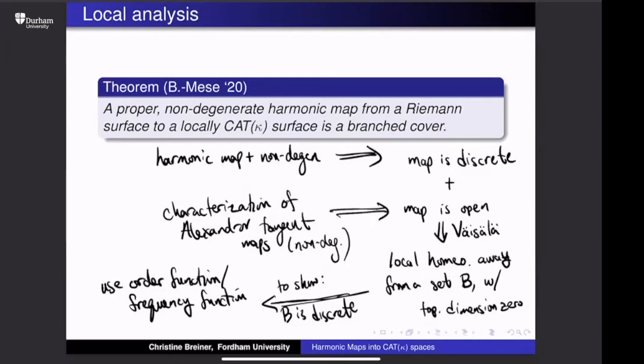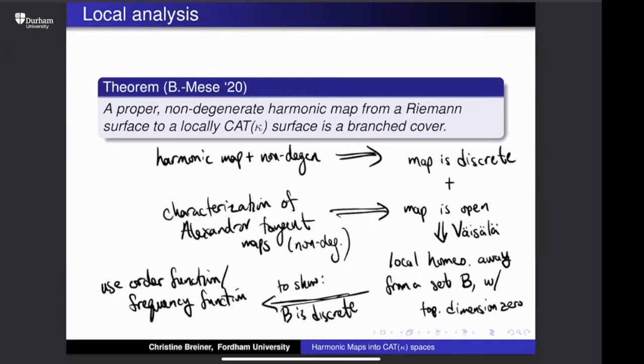And so we get it that way. And what we have to do is look at this characterization of Alexandrov tangent maps and show how it relates to both the order and the winding number. So we have to figure out how we can pick up a winding number, which is really a local degree, right? The local degree at a point.